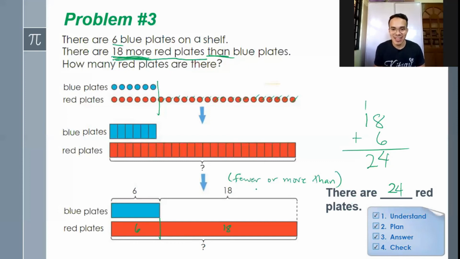Did you get that? So to check whether your answer is correct or not, you have to go back to your problem and try to answer the problem again. If you get the same result or the same answer, then your answer might be correct.